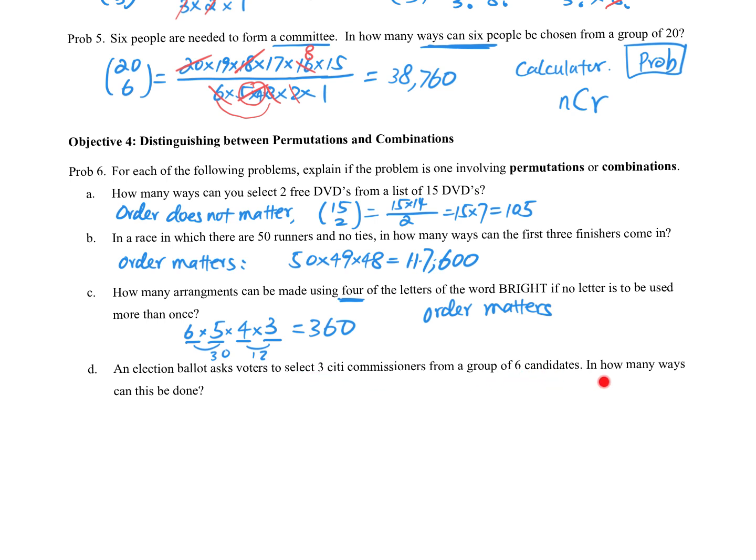Now lastly, an election ballot asks voters to select 3 city commissioners from a group of 6 candidates. In how many ways can this be done? So we just select 3 from a group of 6. The order does not matter in this case, so therefore we use combination. 6 choose 3, which is 6 times 5 times 4 divided by 3 times 2 times 1, and that is 6, so you can cancel that. It's equal to 20. So this is it for this lesson.